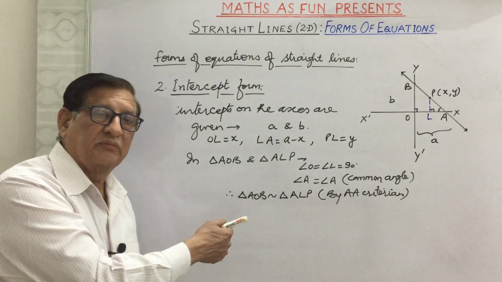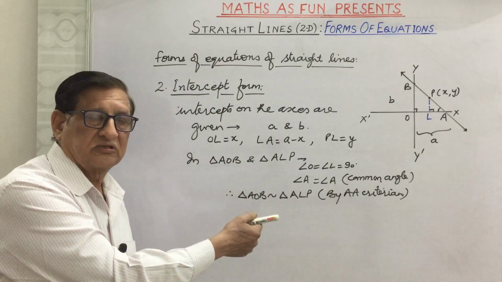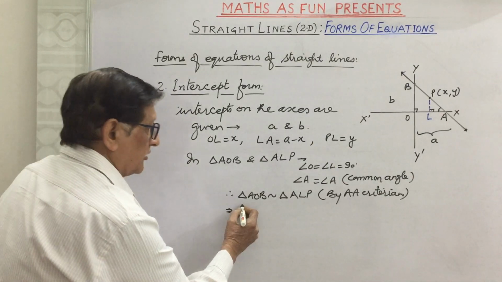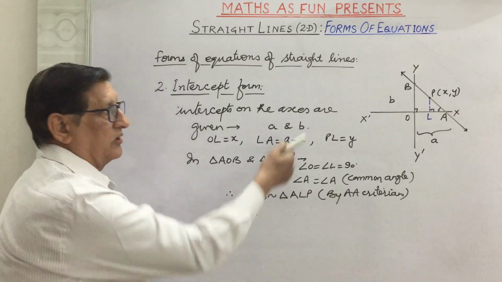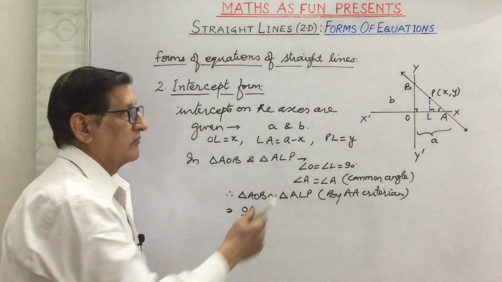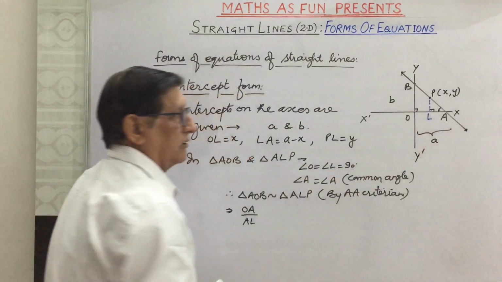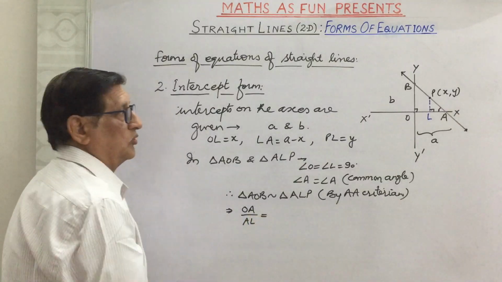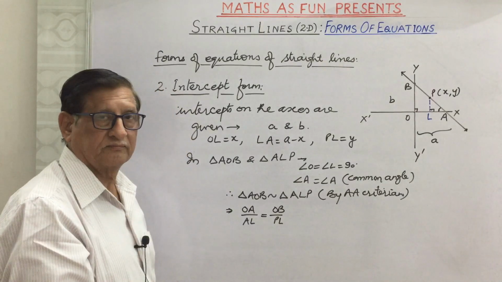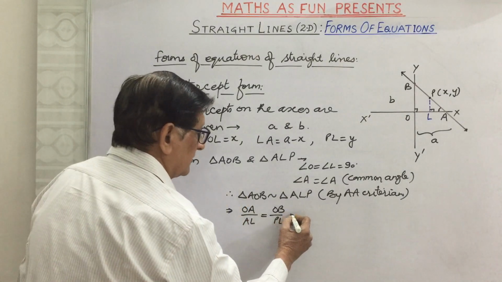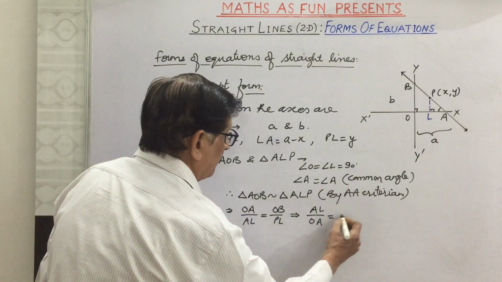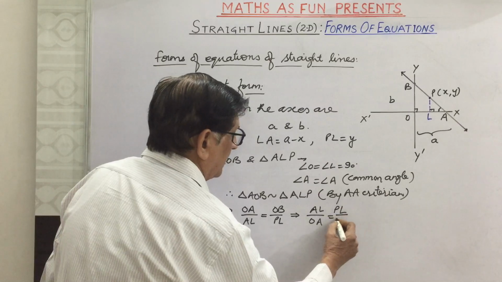And we know if two triangles are similar, their corresponding sides are proportional to each other. Then can we say that OA upon AL is equal to OB upon PL. By taking the reciprocals of them, we can also write this as AL upon OA is equal to PL upon OB.